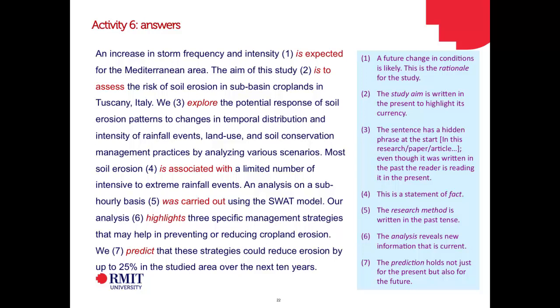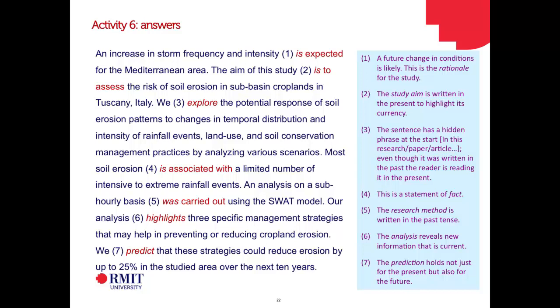Sentence 3 actually has a hidden phrase that begins, "In this research paper we explore." And "we explore" is in the present because the researchers are telling a story to the reader. Again, like with number 2, the aim of this study, the reader wants to feel like they're discovering the research themselves right now. Sentence 4 gives a fact about soil erosion, so the writer uses the present tense, "is associated with." In sentence 5, the method is in the past tense because you want to show that the research was carried out, it happened, and it can't be unchanged.